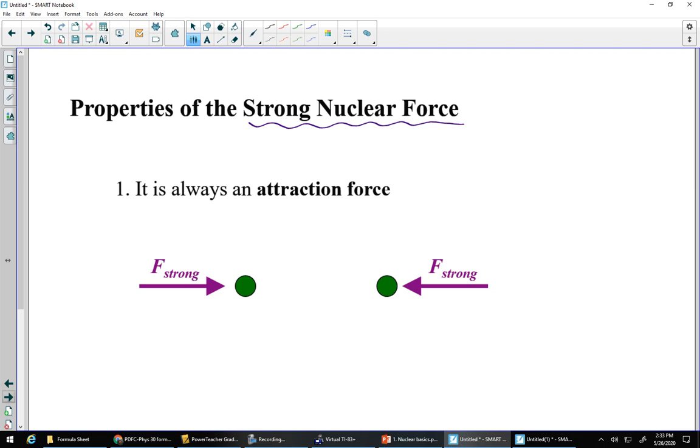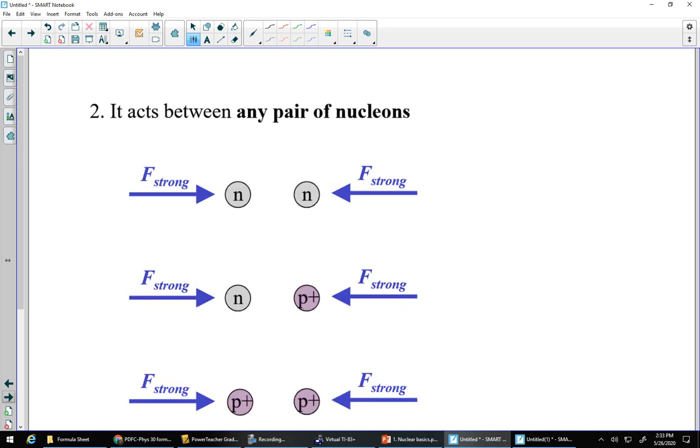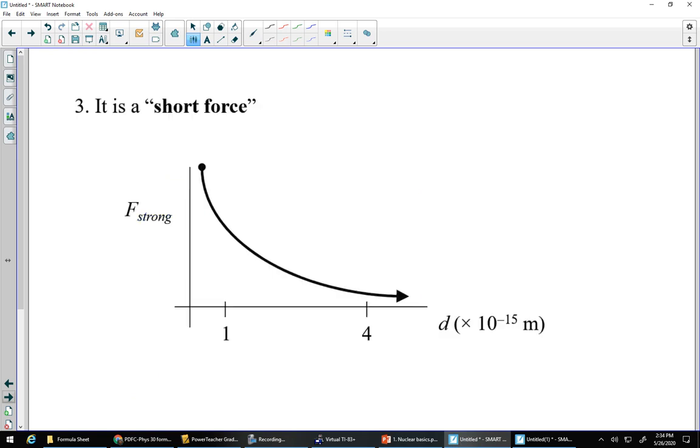Things to note about this. Of all our four fundamental forces, this is the strongest. It is always an attractive force. No matter what, it is an attractive force. Other things to note, it acts between any pair of nucleons. So between a neutron-neutron, neutron-proton, or a proton-proton, it acts between them all. Awesome. So that's actually pretty handy, especially the proton-protons, because we want to stick them together.